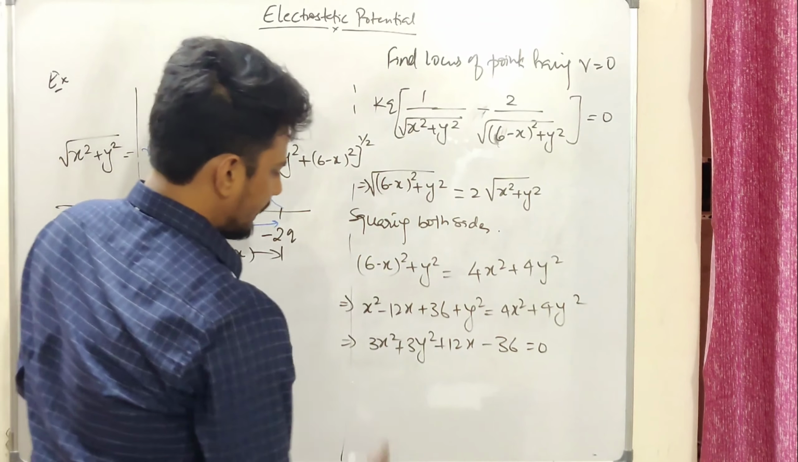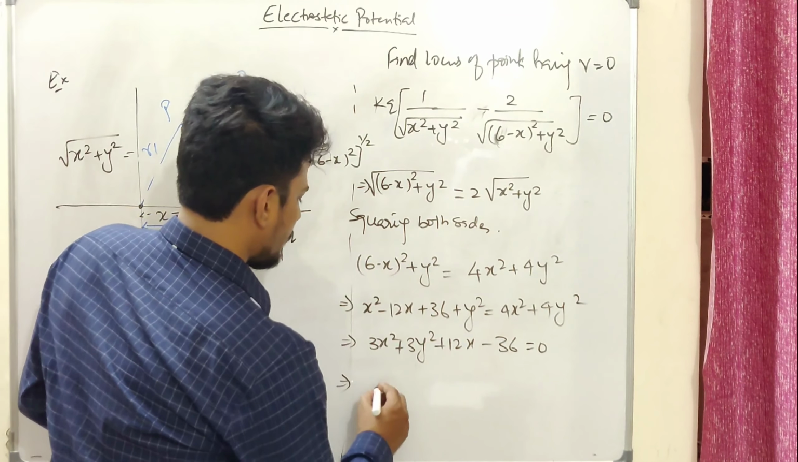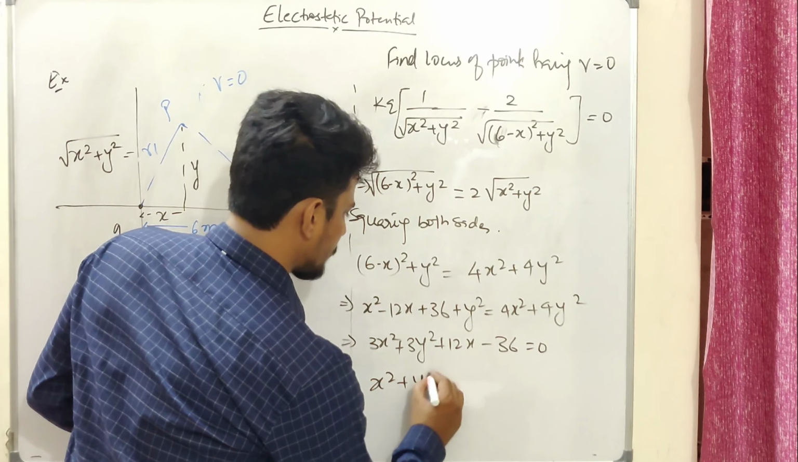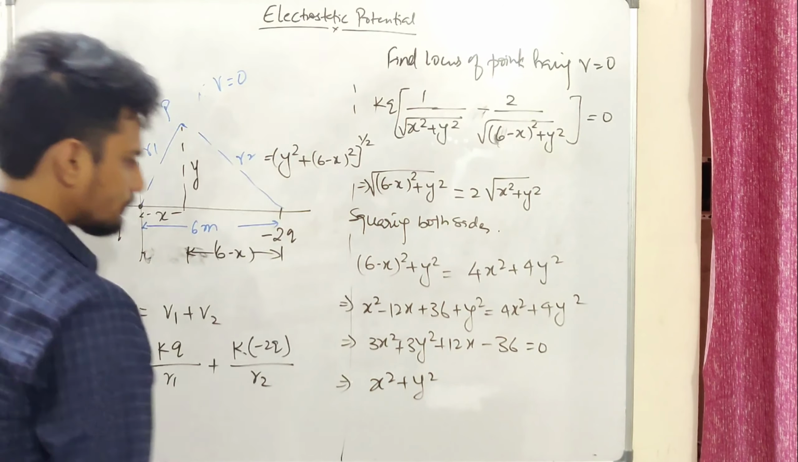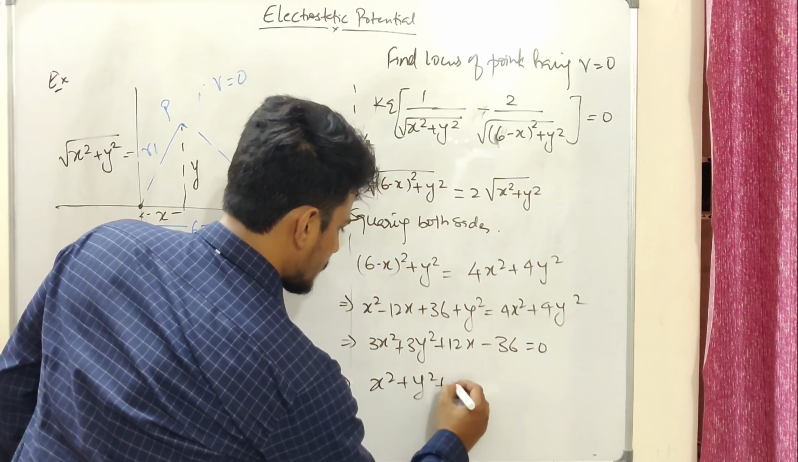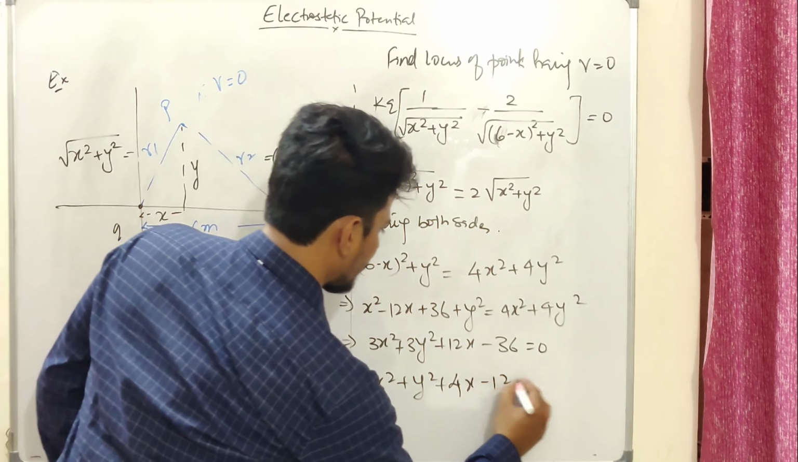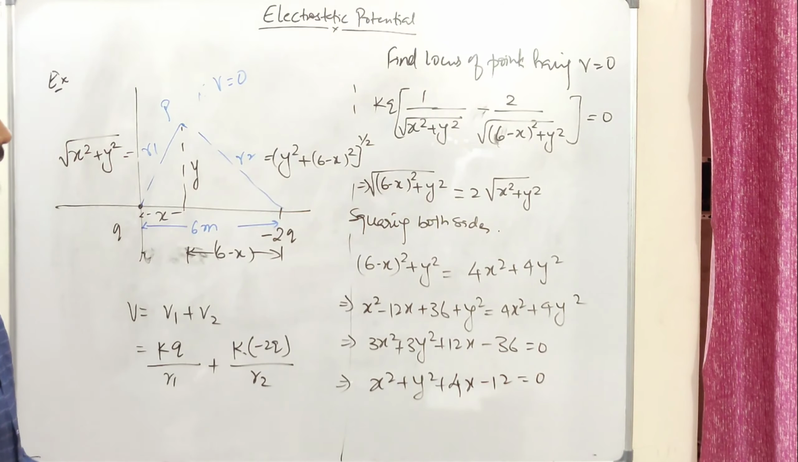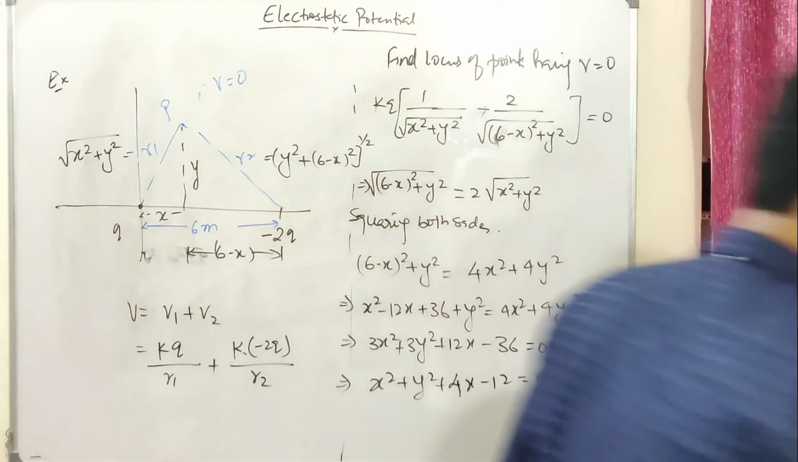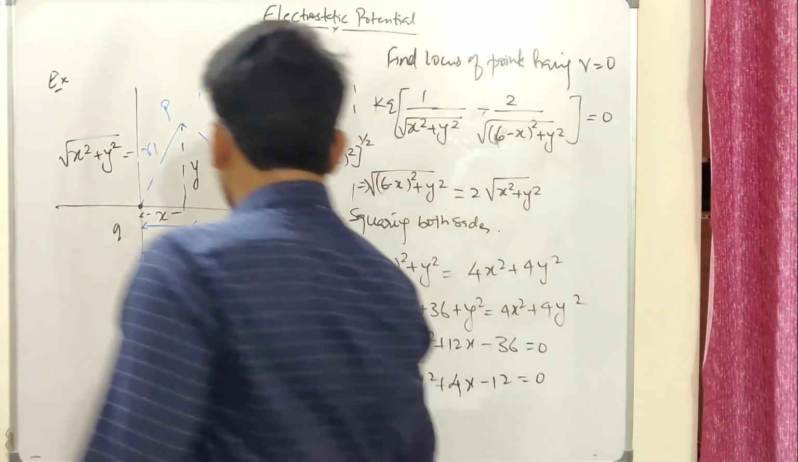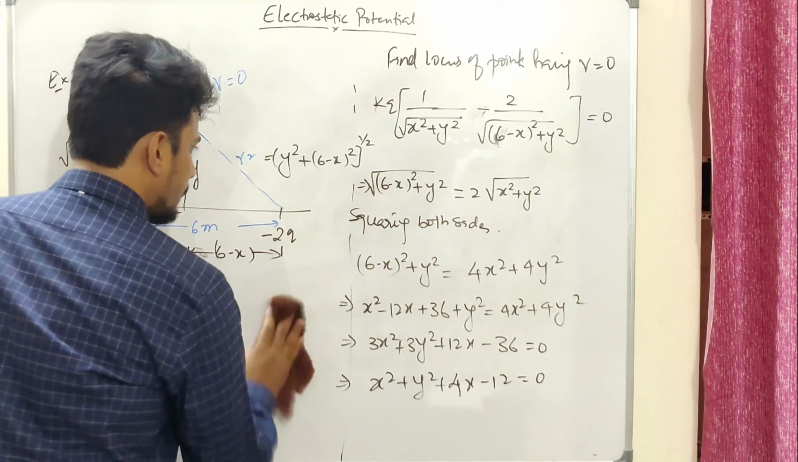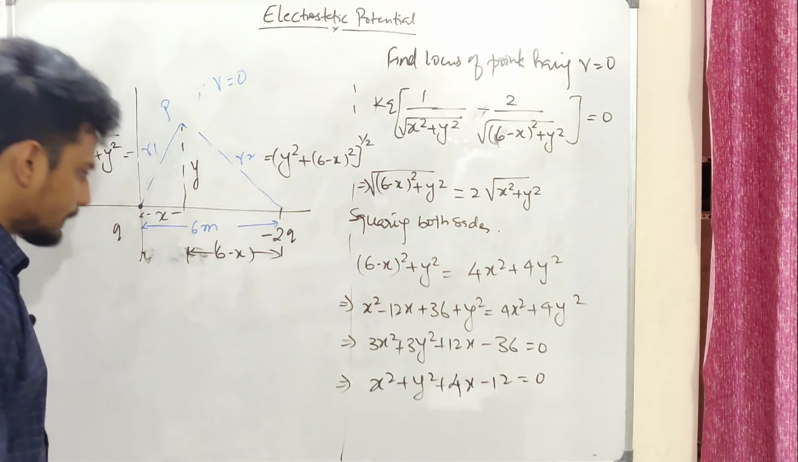Let us try and take 3 common out. I'll be having how much? I'll be having x square plus y square, fair enough, plus 4x minus 12 equals to 0. Alright guys, let me just clean a bit of this part. By doing that, I can actually have a little bit of place for me.